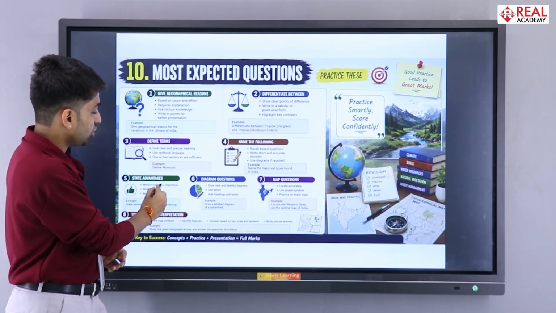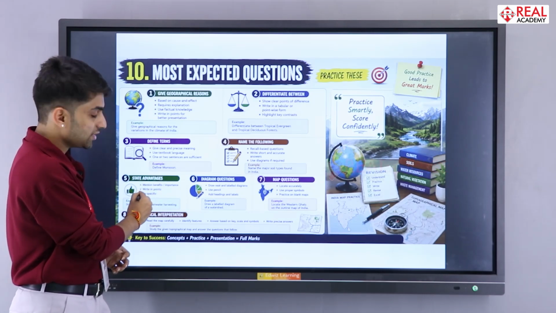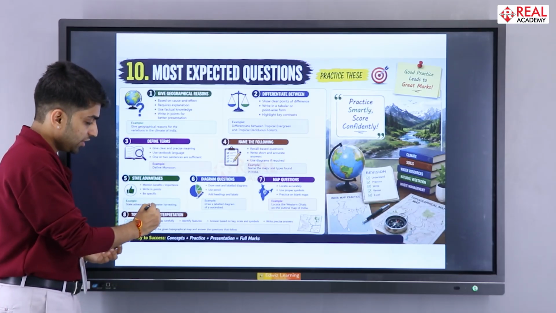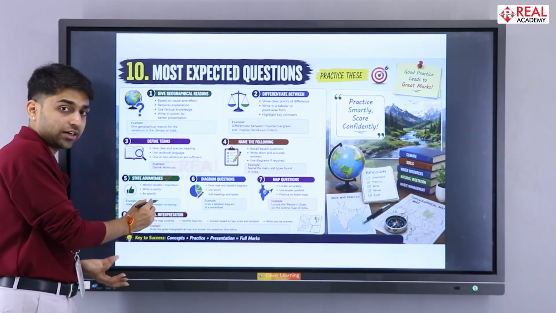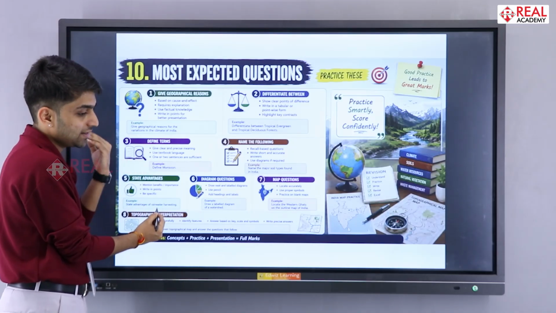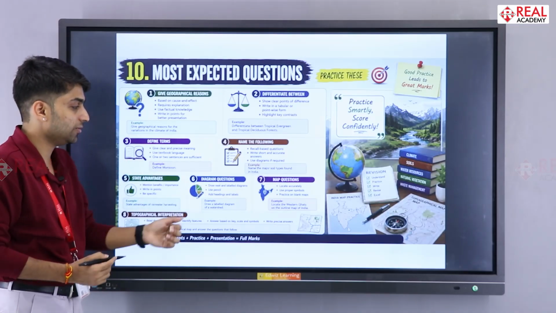State advantages. Mention benefits, importance, write in points, and be specific with your answers. State advantages of rainwater harvesting. Prepare a diagram, write it in point, why you need it, advantages, definition, all these things you need to mention.